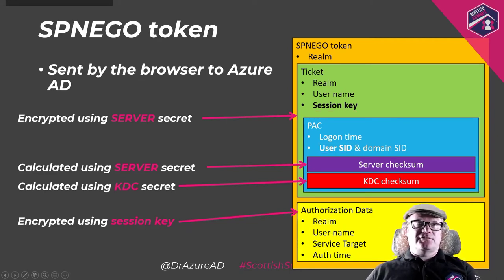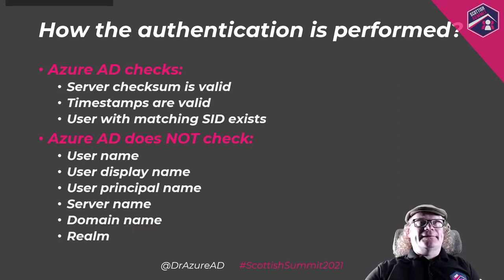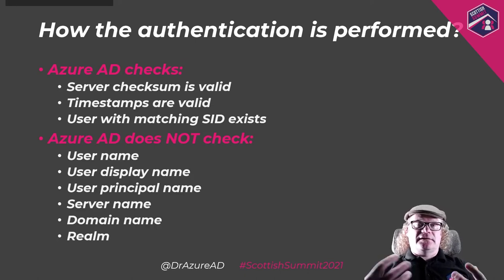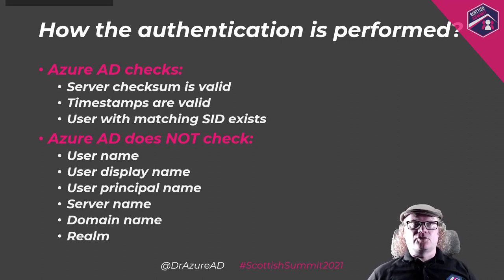So what are the steps, or what is Azure AD interested in when it gets the ticket? It checks that the checksum is valid, which is the most important part. It checks that the timestamps are valid, so that the ticket is not too old. And it checks that there's a user with a matching SID in that particular tenant. All the other information, like username, server name, user display name, Azure AD doesn't care about at all. The only thing it cares about is that the SID exists.